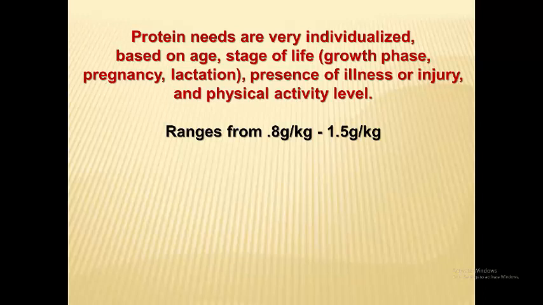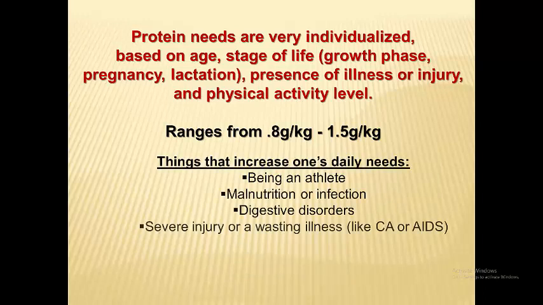So the range for determining one's needs is anywhere from 0.8, and that's less than a gram, right? 0.8 grams per kilogram to 1.5 grams per kilogram. So we would first have to determine somebody's weight in kilograms, and we can do that very easily by dividing their weight in pounds by 2.2. That gives us their weight in kilograms. And then we would multiply respectively by anywhere from 0.8 to 1.5.